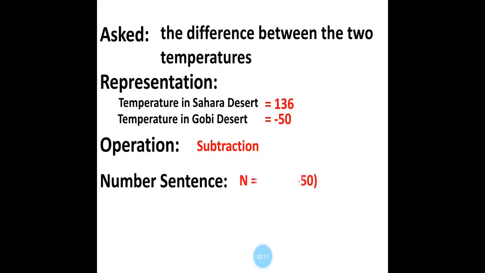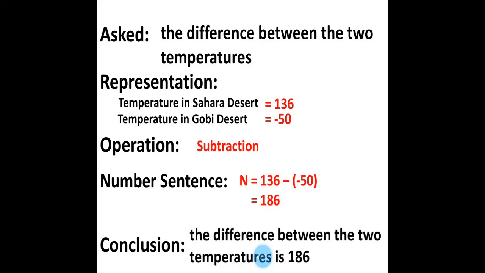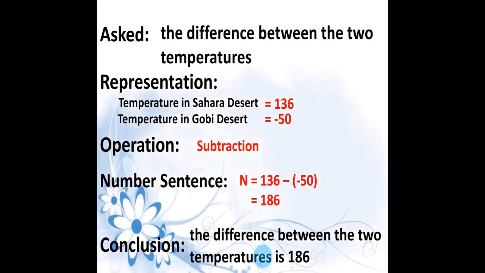Number sentence will be n equals 136 minus negative 50. And that would be 186. Therefore, the difference between the two temperatures is 186. Clear? Okay, next one.